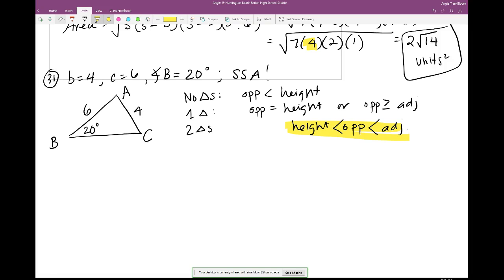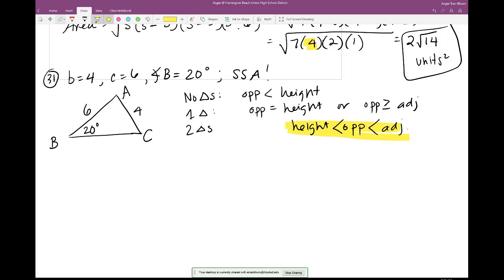Okay, fix that for me. Do me a favor and fix this for me. Opposite is greater than the height, but not so great that it's beyond the adjacent leg. Okay, so fix that for me, please. So right now, if your note is not exactly like this, can you do me a favor and fix that right now? Okay, are we all good?